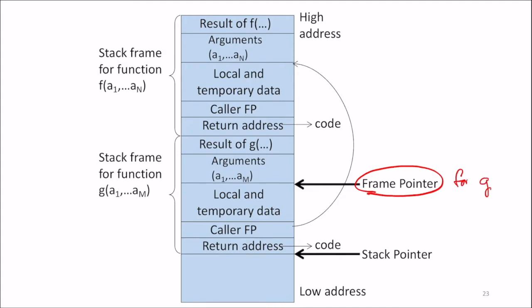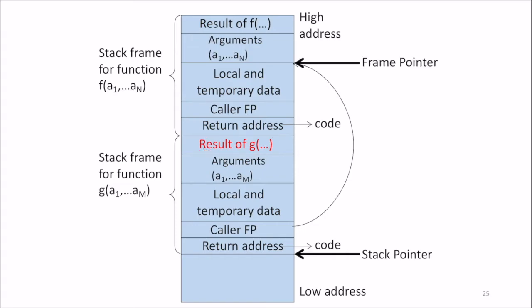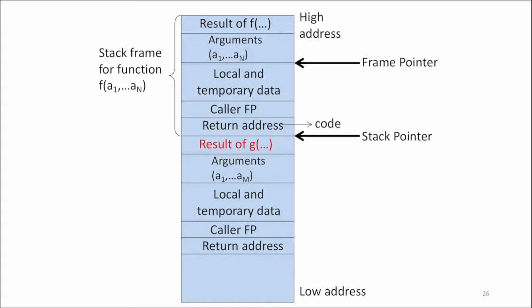So now let's say that g is done. We store the result of g here. What we do is we're done with this function, so we can reset the frame pointer back to function f, and we pop everything off the stack related to the function g, and the stack pointer now points back to this point.